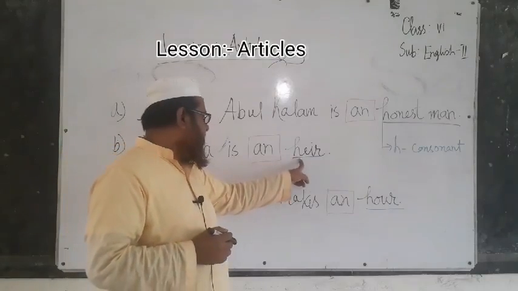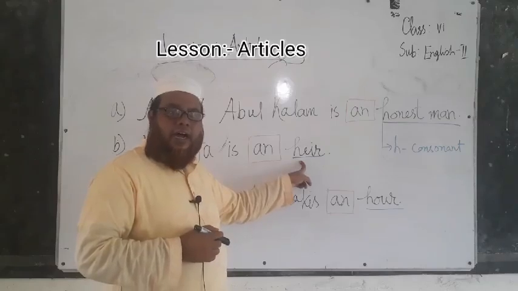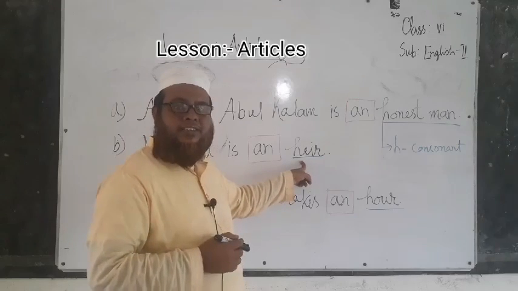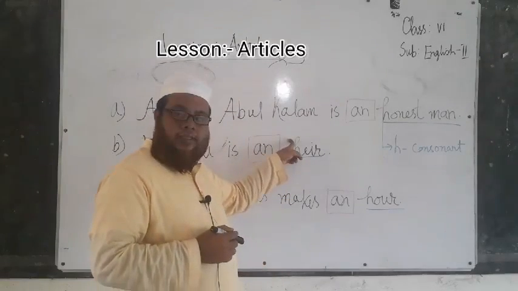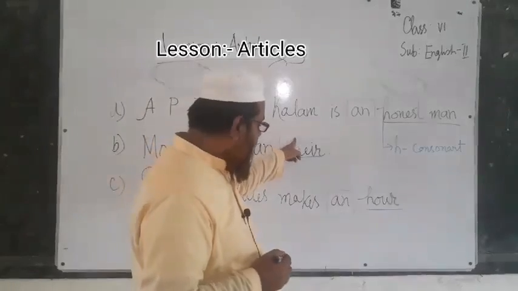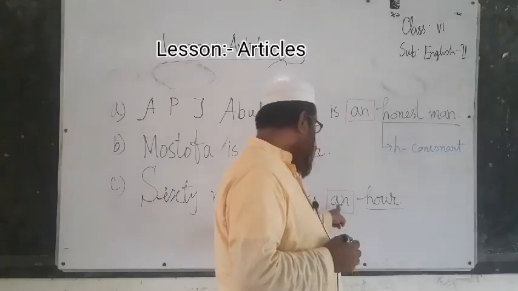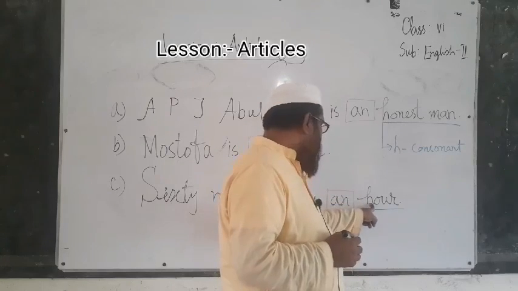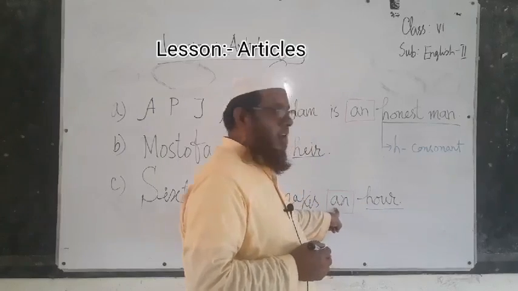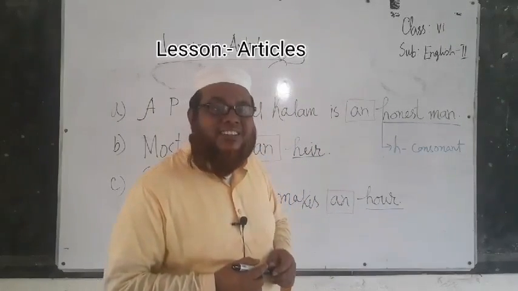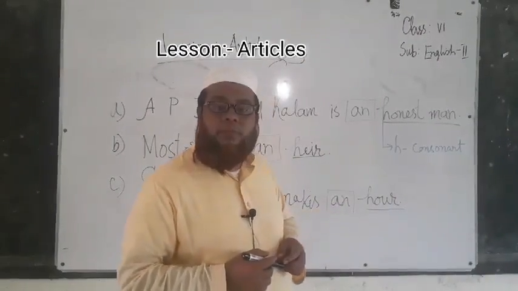In the second sentence, we use an article before the word 'Arab', and also the word starts with a consonant, that is H. In the last example, we are looking at 'hour'. Here we use the article 'an'. Though H is a consonant, we use here 'an'. Now we will find what is the reason why we use here 'an' instead of 'a'.